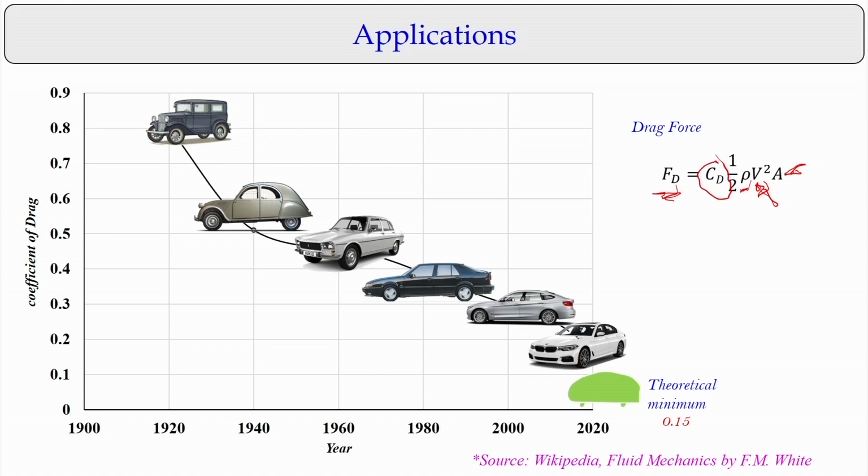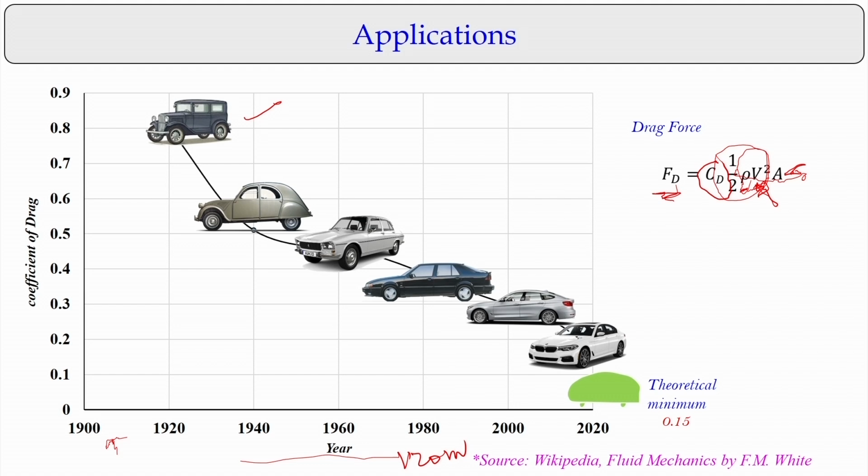That is what happened: the evolution of CD over almost 120 years, starting from the 1800s to 2020. The coefficient of drag, which earlier was close to 0.8, meaning the force is equal to 0.8 times rho v square into the area, has been reduced to 0.15, the theoretical minimum value, very close to it. And that is because of the shape of the cars.